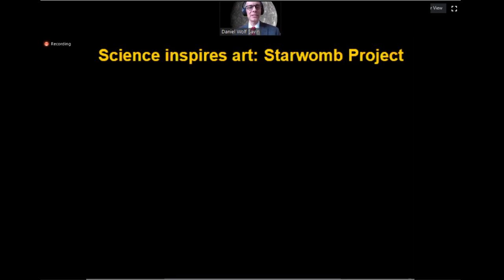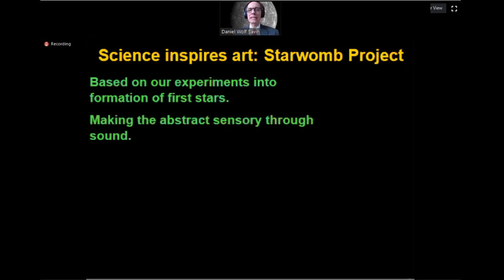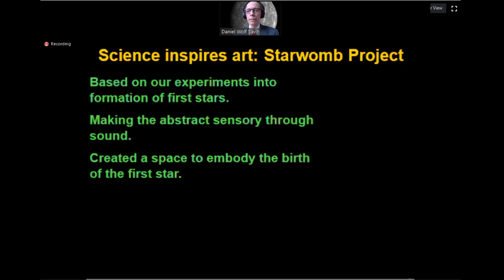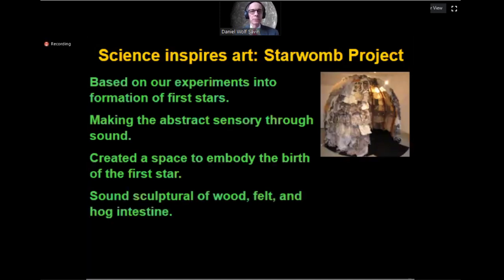I should also say, as I start to wrap up, that the science also inspired art by a colleague of mine. She was wondering how to make the abstract idea of star formation sensory somehow, and she wanted to do it through sound. So she created a space to embody the birth of the first star. And this yurt-like structure is what she built. And it's a sound sculpture, so it has speakers inside. It's made of wood, felt, and hog intestine. And I'm a little bit confused about the last part because my friend is a vegetarian, but one of her favorite media to work with is hog intestine.